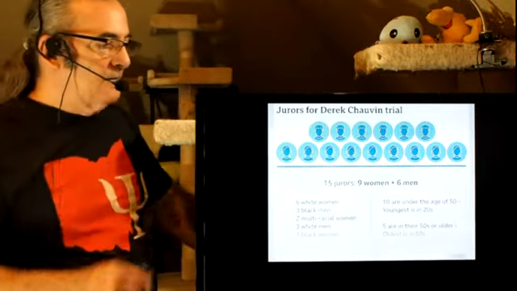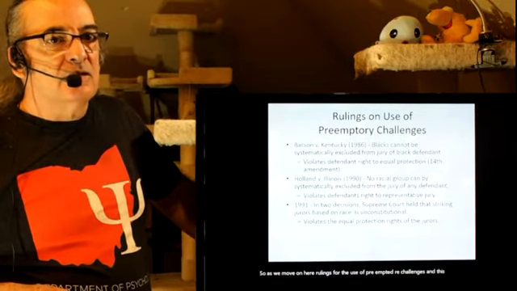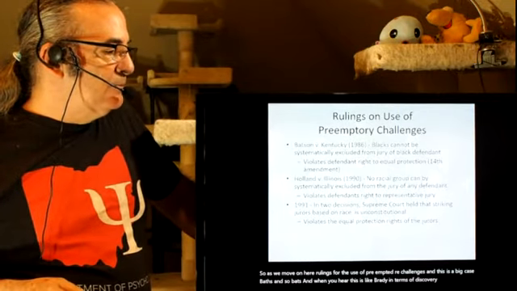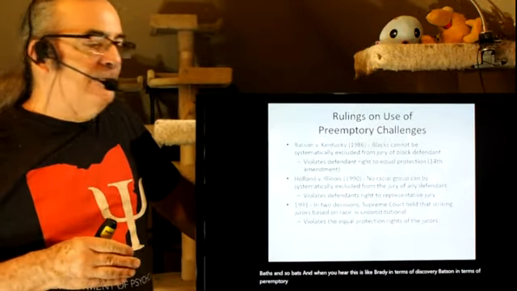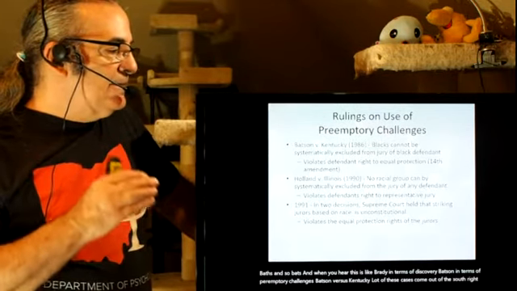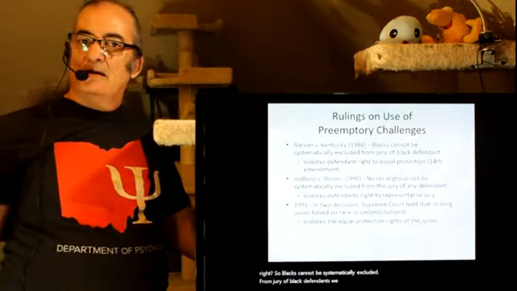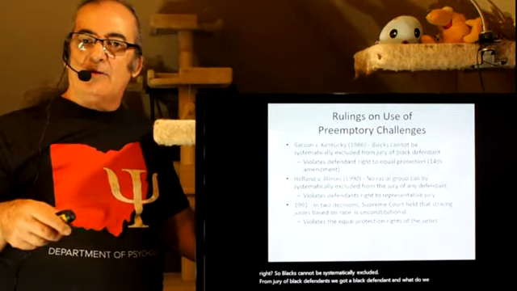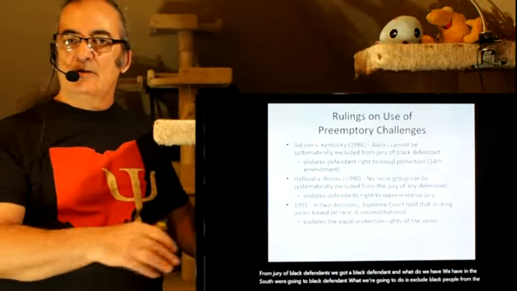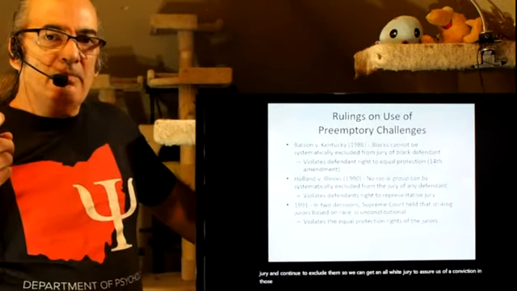So, as we move on here, rulings for the use of peremptory challenges. And this is a big case, Batson. So Batson, when you hear this is like Brady in terms of discovery, Batson in terms of peremptory challenges. Batson versus Kentucky. A lot of these cases come out of the South, right? So, blacks cannot be systematically excluded from a jury of black defendants. So we got a black defendant, and what do we have? Well, we have in the South, black defendant, what we're going to do is exclude black people from the jury and continue to exclude them so we can get an all-white jury to assure us of a conviction in those cases.